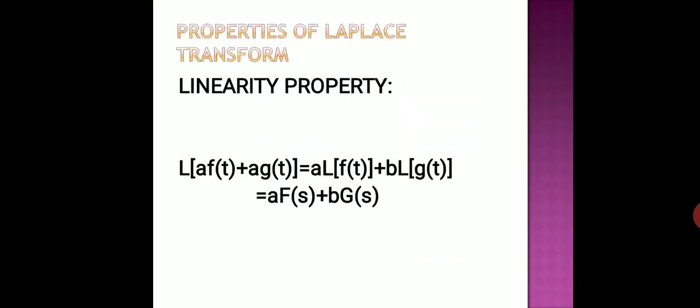Already I told you about the linearity property. The first property is the initial property of Laplace transformation. Linearity property: L of a into f of t plus b into g of t is equal to, we are taking the constants outside of the Laplace transformation, since inside you have to multiply the Laplace operator L: a into L of f of t plus b into L of g of t. This is equal to a into capital F of s plus b into capital G of s, since we know L of f of t is F of s. It is the linearity property.